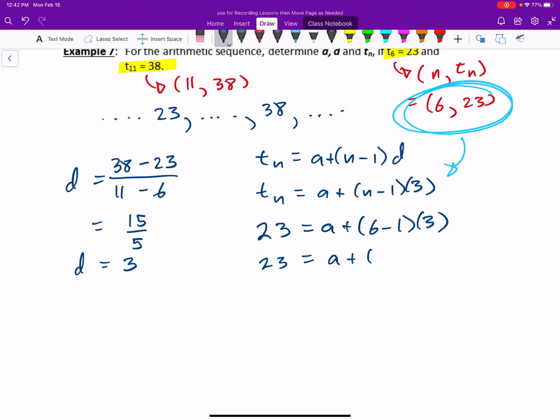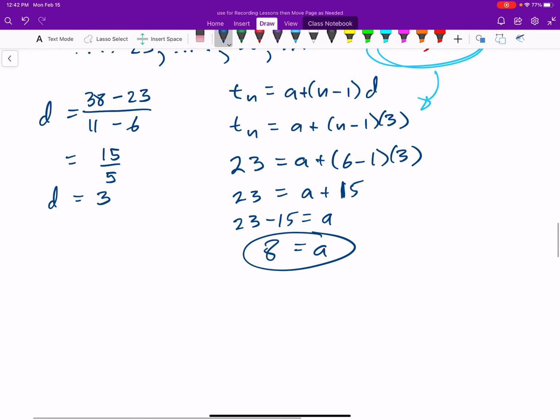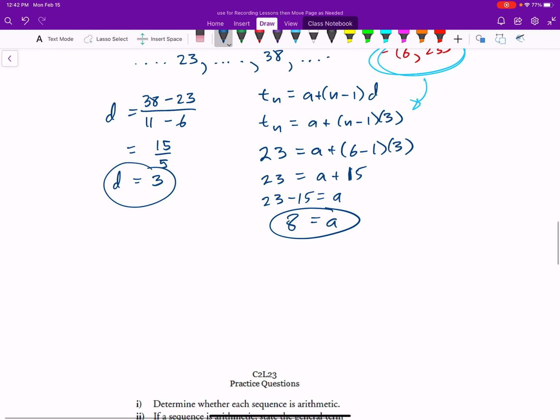So that's 5 times 3 is 15. I'll just write it like that. And then I can subtract 15 from each side. And a had to be 8. So it's working backwards using what we have. It's more elegant than just counting the terms in between or counting down to the first term. This actually shows my work. So now I know what d is. Now I know what a is. And I'm supposed to find out what t sub n is.